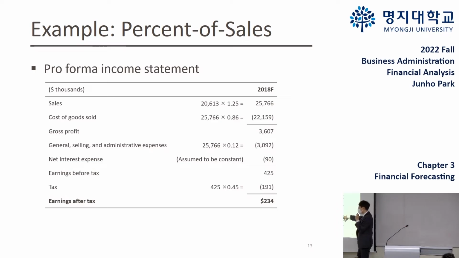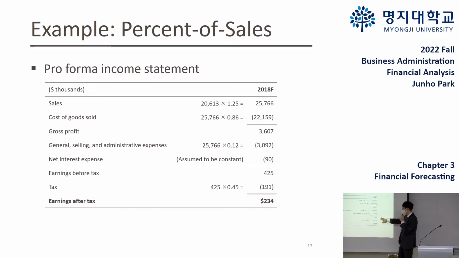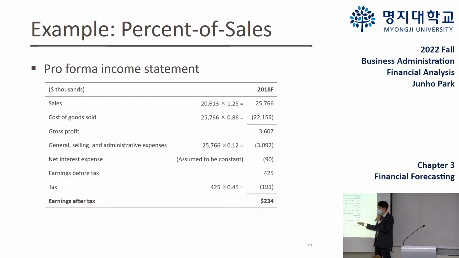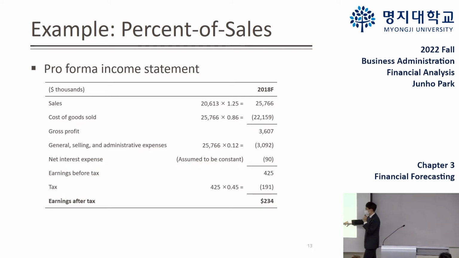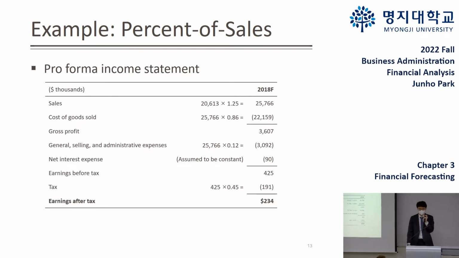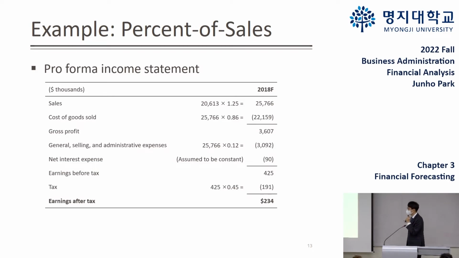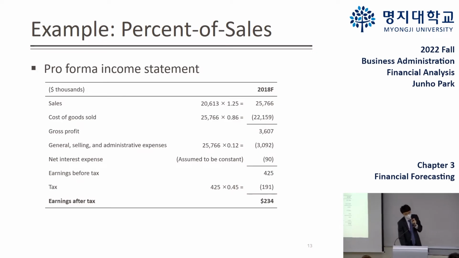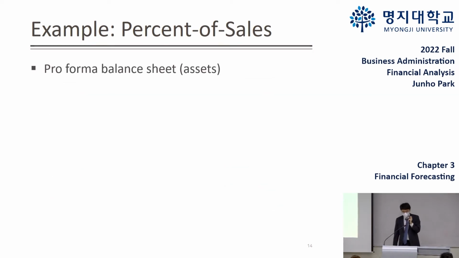Anyway, and then we get the earnings before tax of 425. And because the tax rate is 45%, the government will get $191 out of 425, and then what we remain is 234. So this will be the net income in the year of 2018, in the next year. So now we have finished the pro forma income statement, and then we move on to the balance sheet.